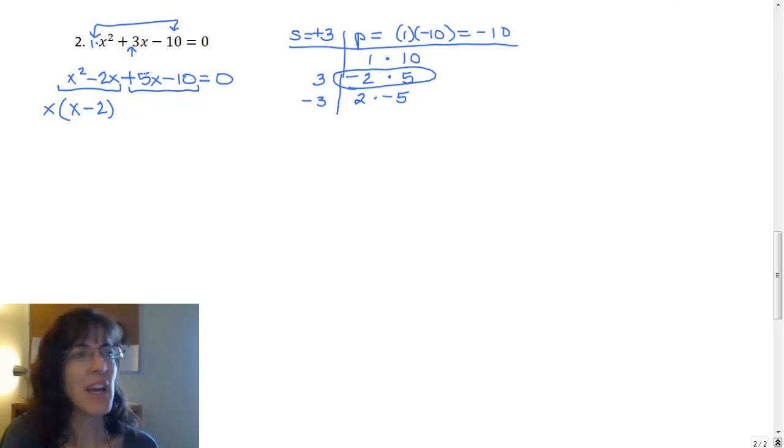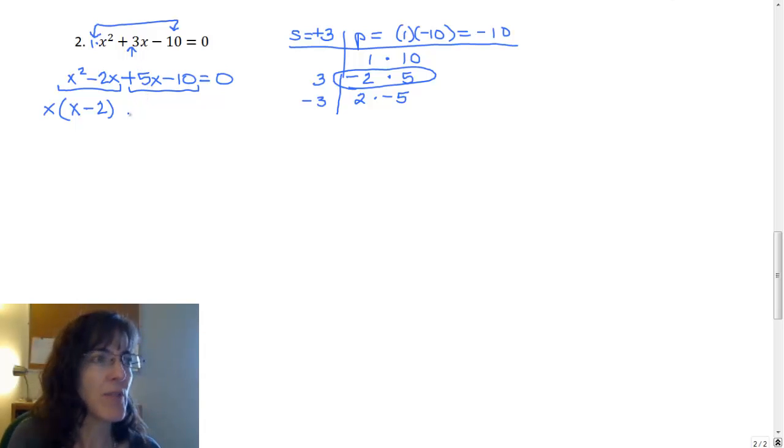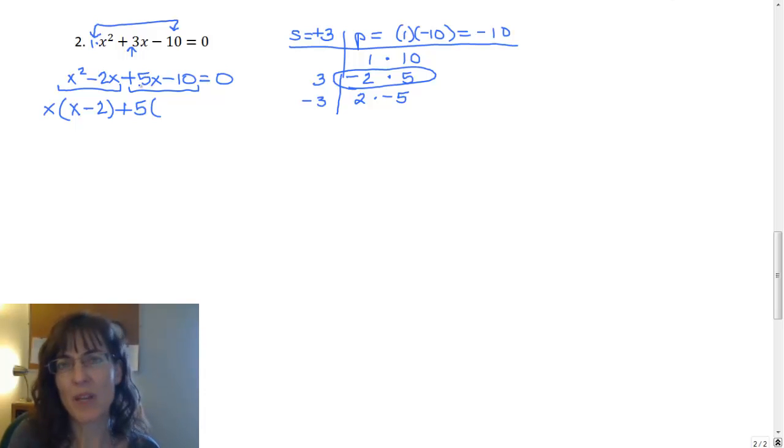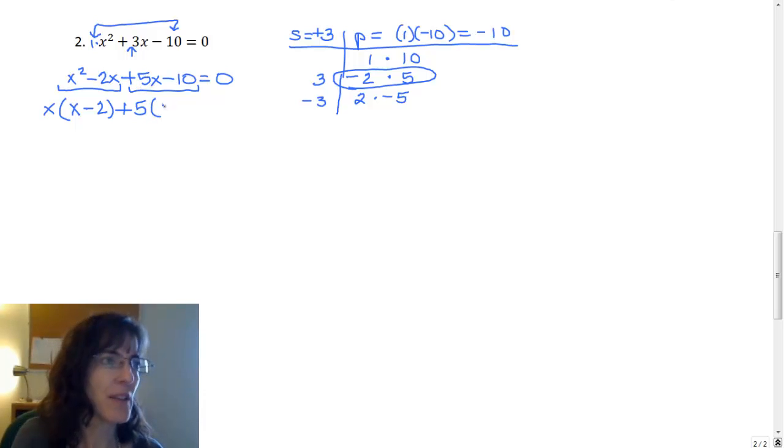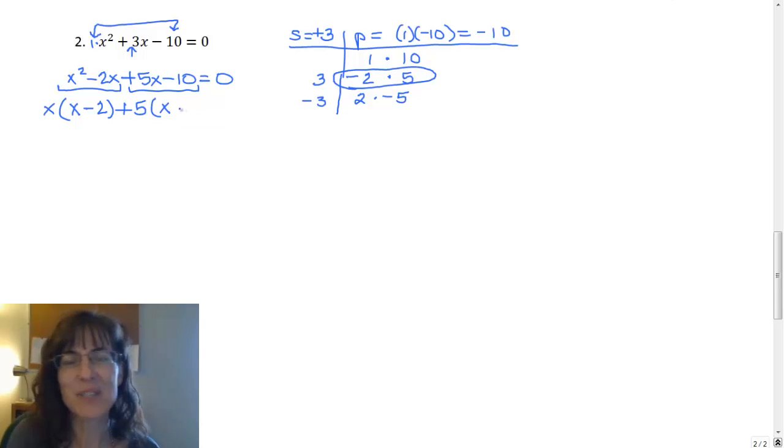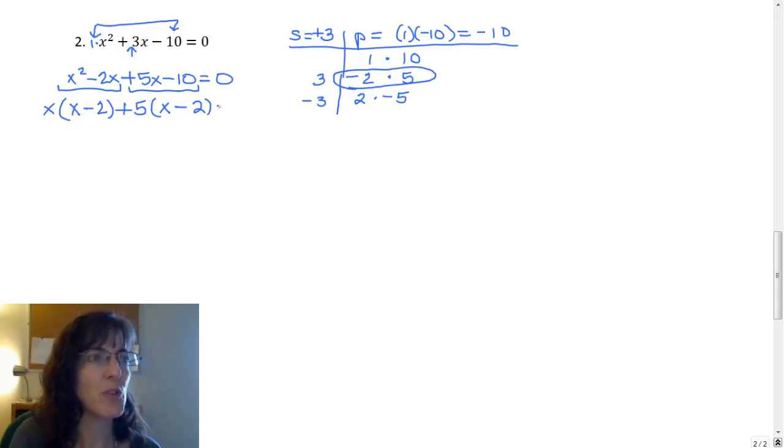That's perfect. Now looking at the last 2 terms, what can I factor out? I see that they're both divisible by 5. And since this first term is positive, I'll say plus 5. And then positive 5 times what is going to give me a 5x? And I have to multiply by an x, so I'll write that in. And then 5 times what will give me negative 10, and we know that's negative 2. And then I still write the equals 0.